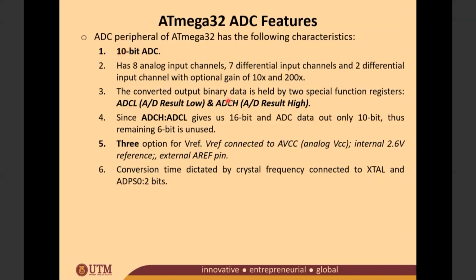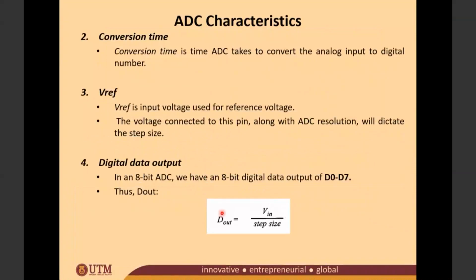So you need to have 2 registers, which we call ADCL, the ADC low, and ADCH, the ADC high, to accommodate this 10 bit ADC. We can see here this digital output is from D0 to D9, which is 10 bit. So that's why you need an ADC low and an ADC high. ADC low consists of D0 to D7, while ADC high is from D8 to D15. But for ADC high we only use D8 and D9. The remaining bits will be unused bits.